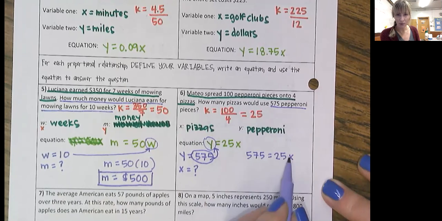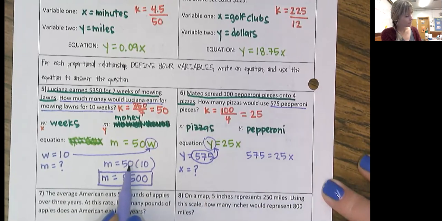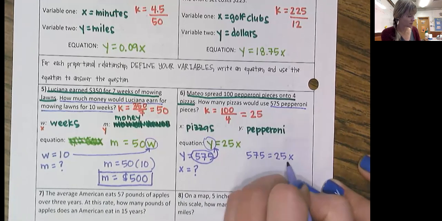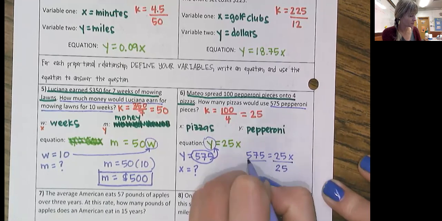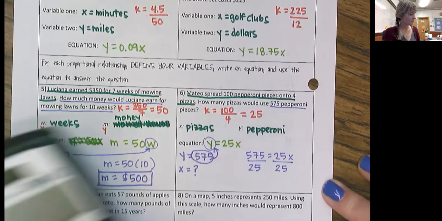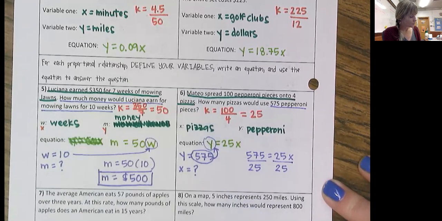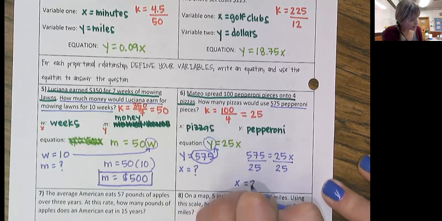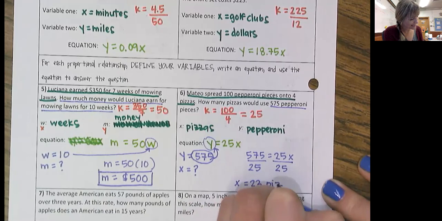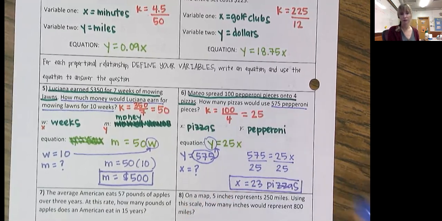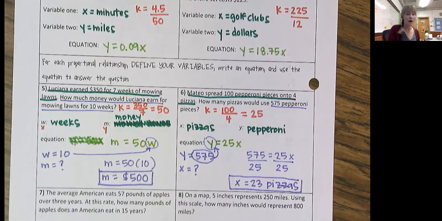Do I just get to multiply on this one like I did over here? Well, that wouldn't make any sense. If they give you x, go ahead and multiply. If they give you y, you have to work backwards using our inverse operations. Divide by 25, divide by 25. 575 divided by 25 is 23. So what I just found is 23 pizzas. They gave me pepperoni. You're always going to be given one variable and then asked to find the other one.